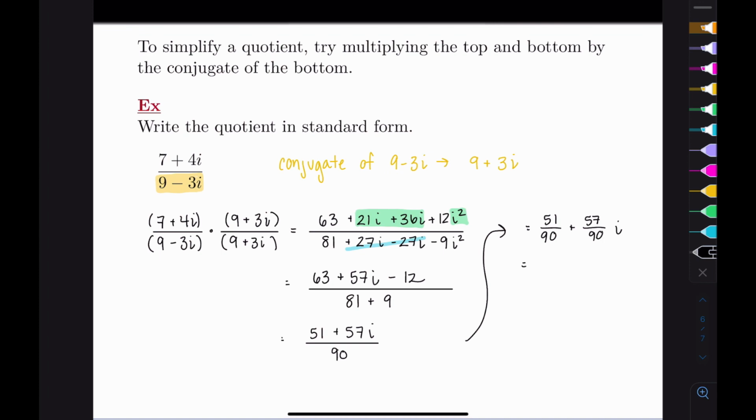And then really all of these are divisible by 3. So I'm going to take the top and divide it by 3, the bottom divided by 3, and that's going to give us 17 over 30. And then same thing, we're going to divide this by 3, and we're going to divide this by 3. And that's going to give us 19 over 30i. Okay. And that is as fully simplified as we can make it, and we can easily see what the real part is and what the imaginary part is.